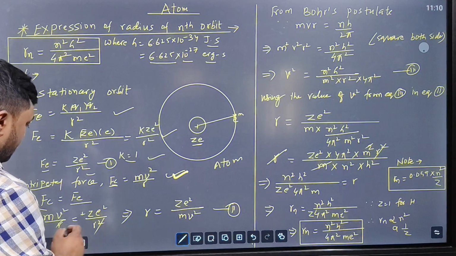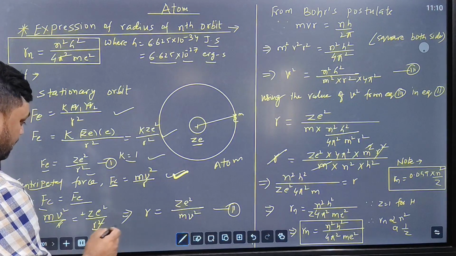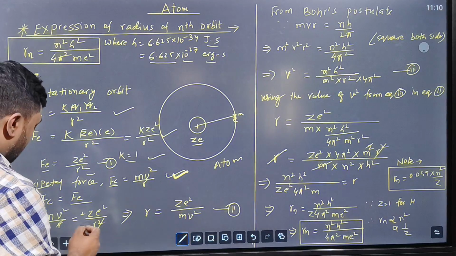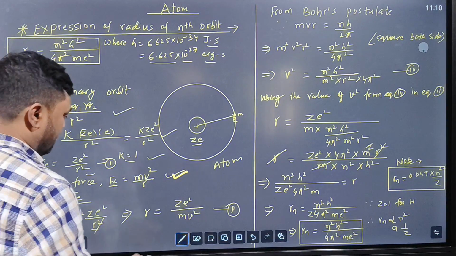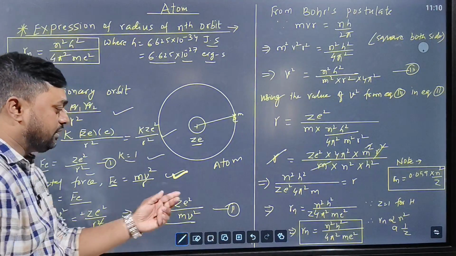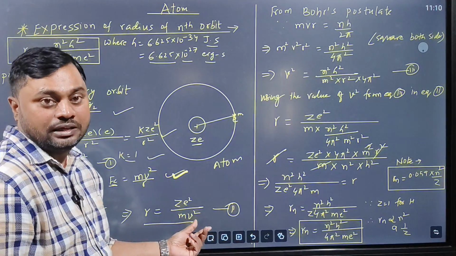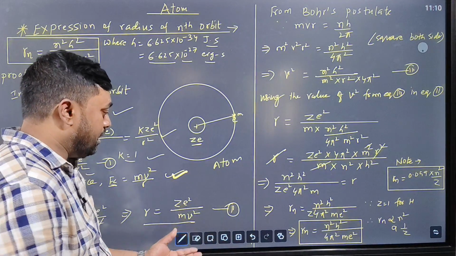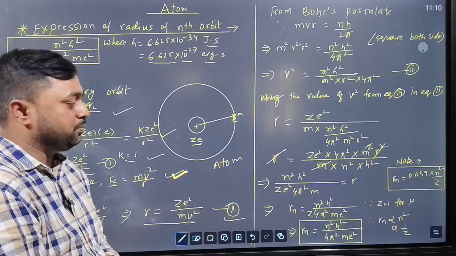So r and r square, here only r will remain. Now move this r to the left hand side and this too, and we will get small r is equal to Ze square by mv square. Is it clear? Okay, let's say this is equation 2.